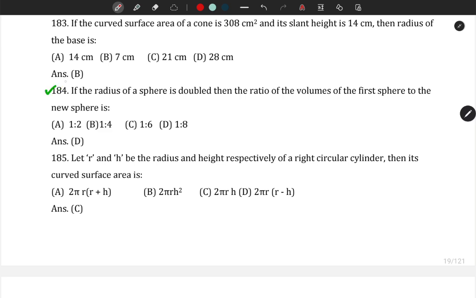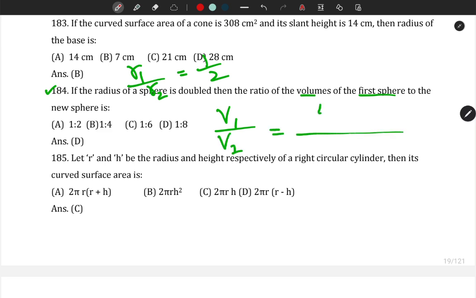The next question, if the radius of a sphere is doubled, then the ratio of the volumes of the first sphere to the new sphere. Since the radius is doubled, the ratio of the radius of the first sphere to the radius of this new sphere R2 will be 1:2. Radius is doubled, that's why the ratio of their radii will be 1:2. Then the ratio of their volumes we have to find.